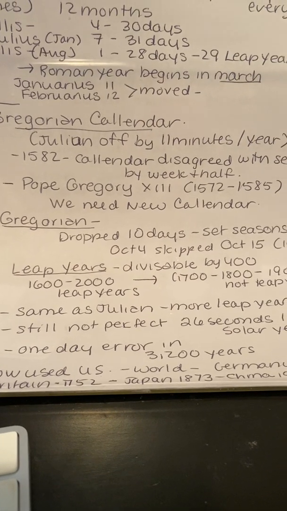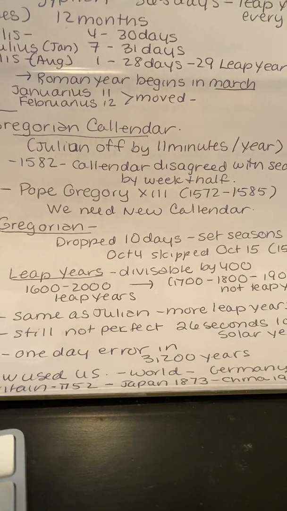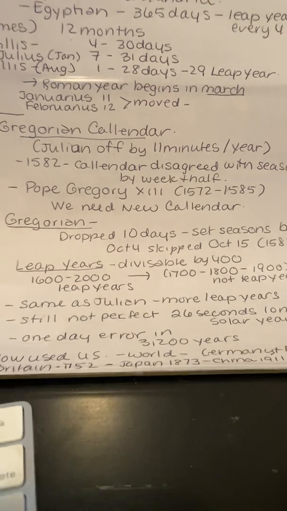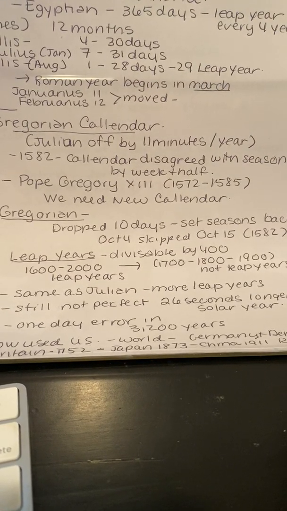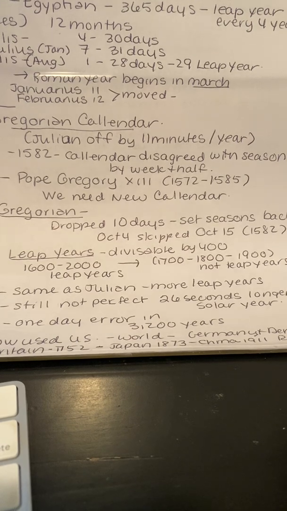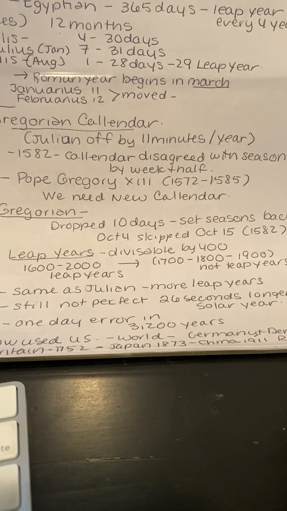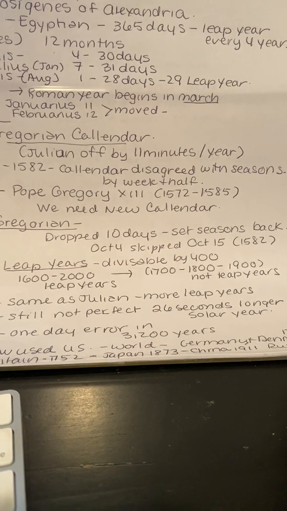See, the Julian calendar was off by 11 minutes per year. That's quite a bit. So by 1582, the calendar was way off when the seasons came. They found out that the seasons did not agree with the calendar. So when it was spring, it was running into winter, and the seasons were all turning out different. So they knew they had to do something.